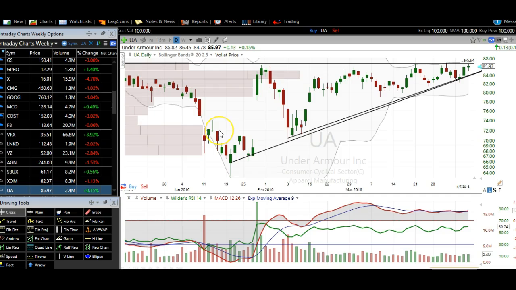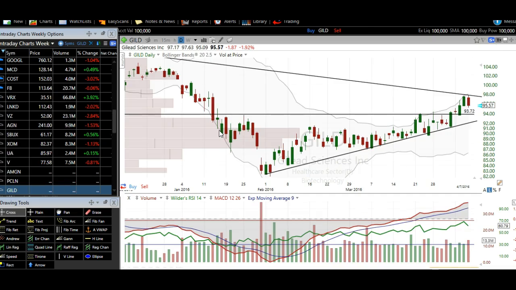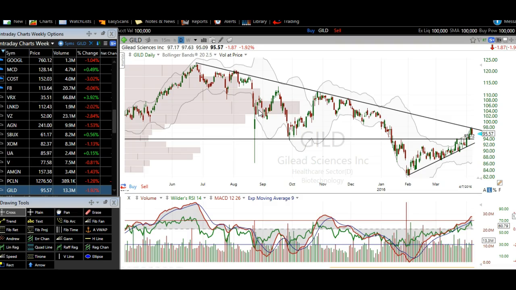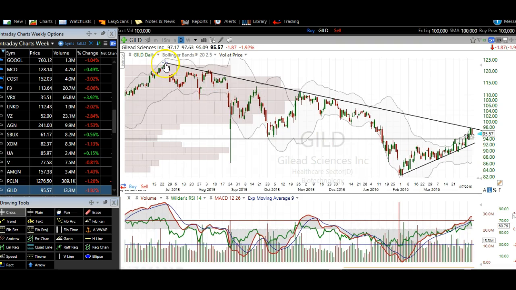Next, I'm going to be covering GILD. GILD is right at this key downtrend line. Okay. This is a very, very key level for GILD. As you can see, we've had several touches along that line. This is a very, very nice looking downtrend line.